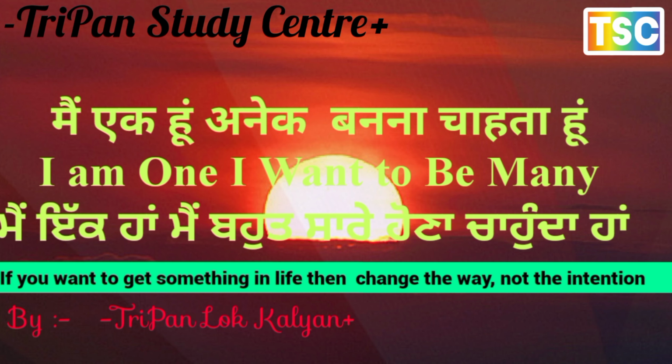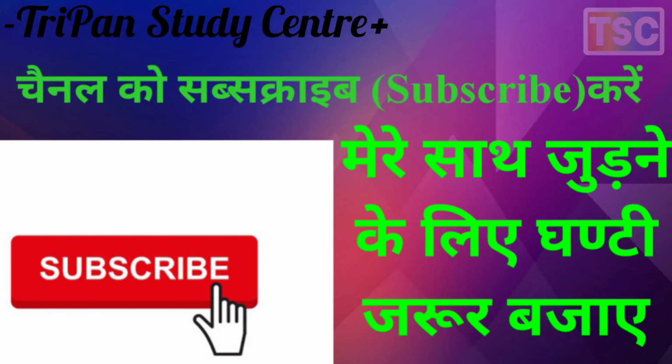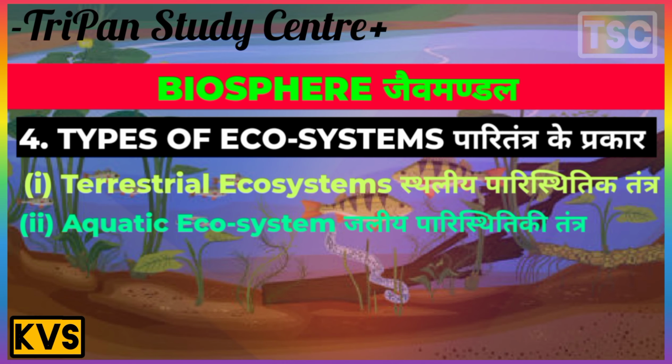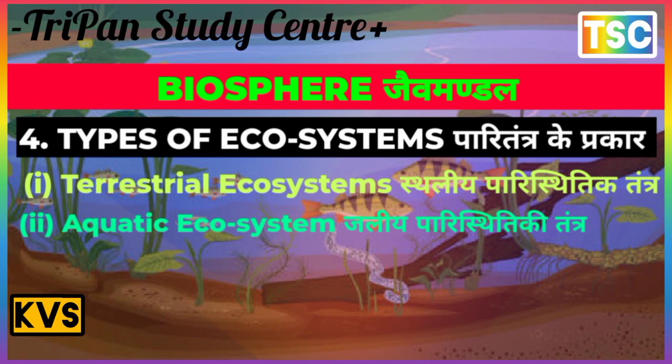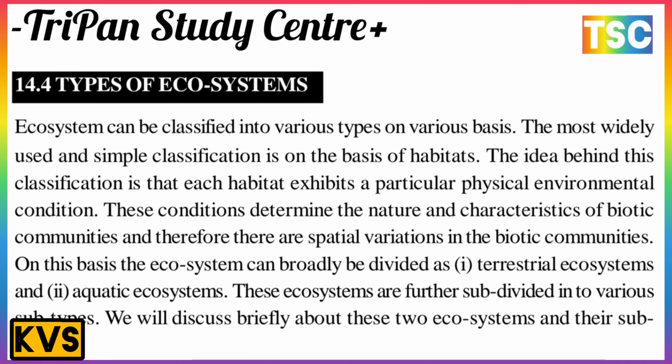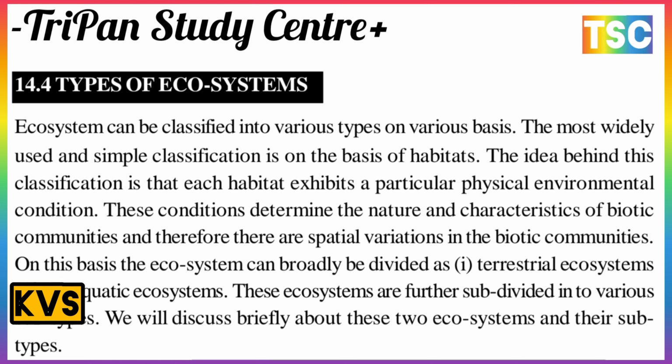Today we are going to see the chapter of geography, and what is our topic today? Types of ecosystem. This is the most important here. The ecosystem can be classified into various types on various bases. The various bases are important here. The most widely used simple classification is on the basis of habitats.